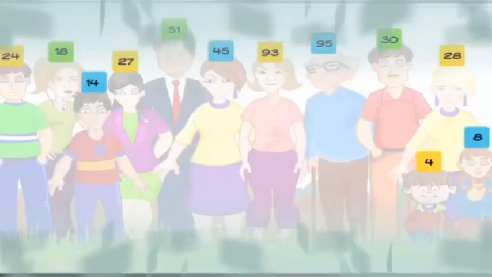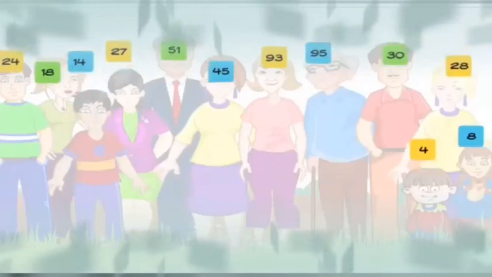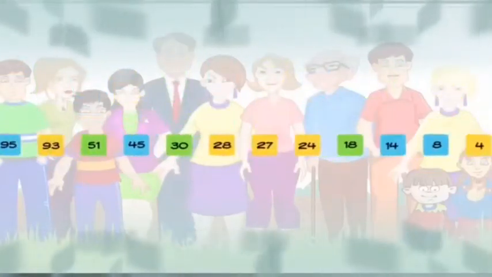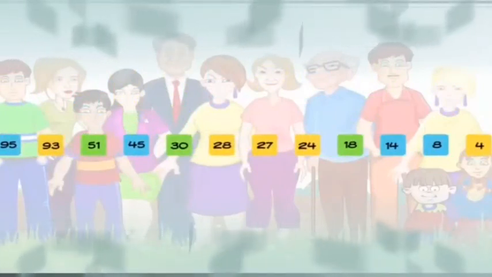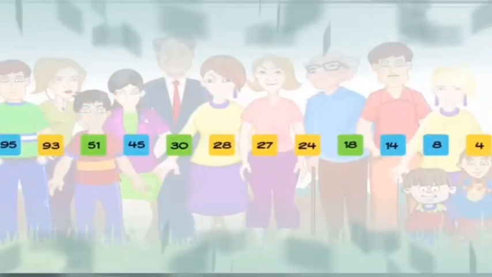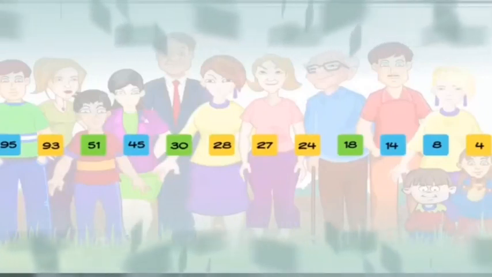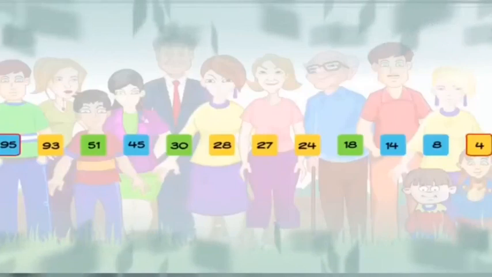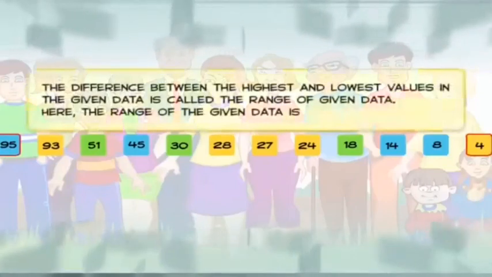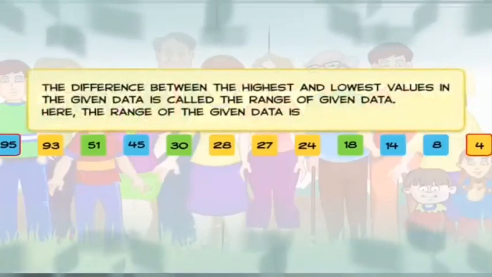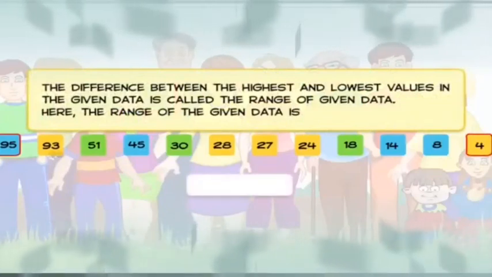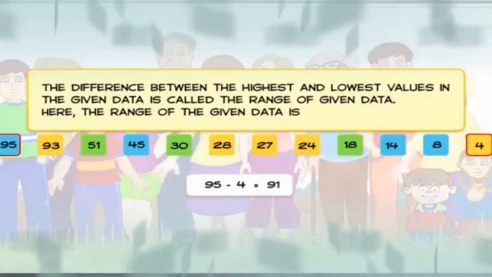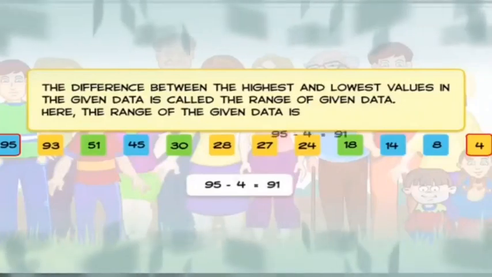We can make the observation of highest and lowest values in given data easier by simply arranging the data in ascending or descending order. Here, we have arranged the ages of Mr. Longlife's family members in descending order. The highest and lowest values in the given data are of special importance. The difference between them gives a number that is called the range of the given data. Here the range of the given data is 91.